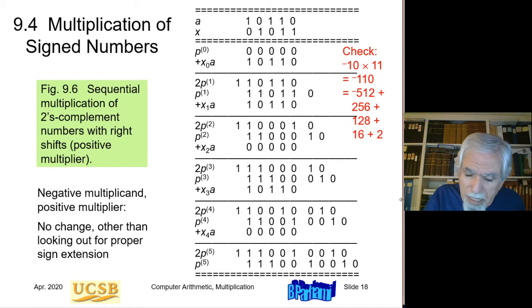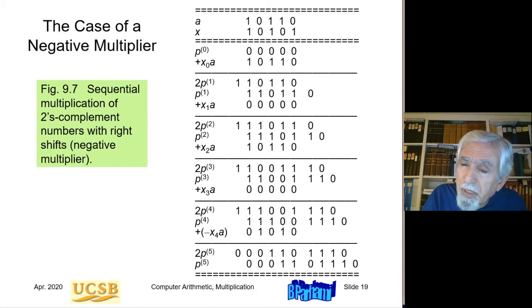Okay, now what if the multiplicand is negative or both numbers are negative? What do we do then? So here's an example where both numbers are negative.